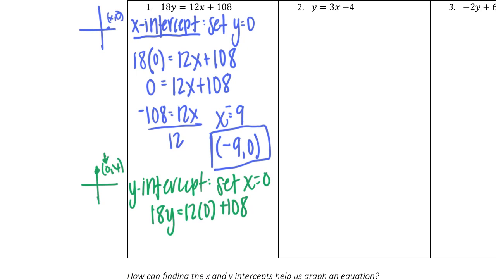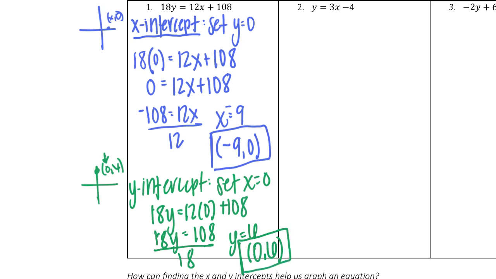Simplify. What is 12 times 0? Well, 0. So we only have 108 on the right side. Divide by 18. You should get y equals 6. Please make sure that you're writing that as an ordered pair and not just leaving it like that. So your x value you plugged in was 0. Your y value you got out was 6. Cool. Let's try it again on the next one.